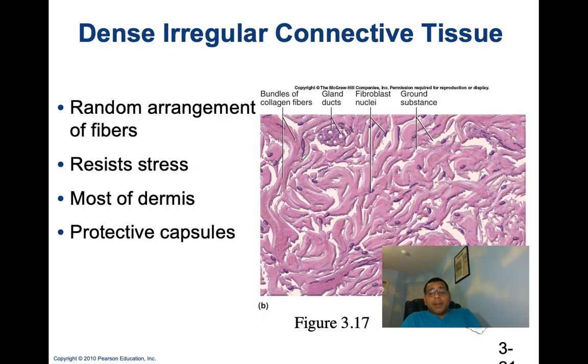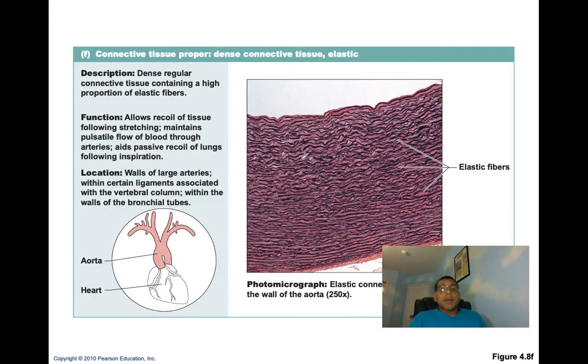Next, then we have elastic connective tissue. So the third type then is elastic connective tissue. And then we'll move over from connective tissue proper to basically cartilage.